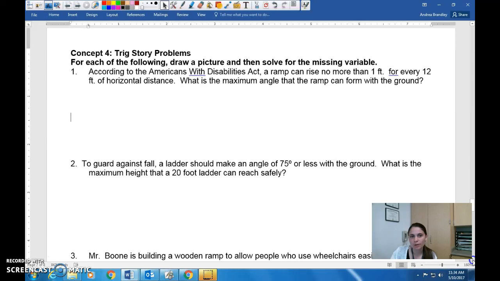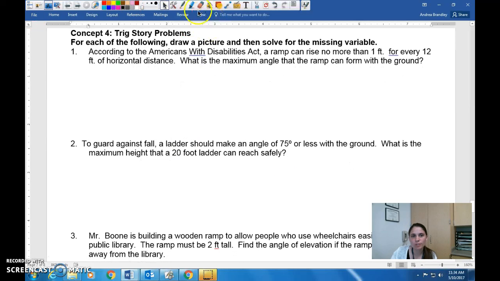So I'm just going to start right away with number 1 that says, according to the Americans with Disabilities Act, a ramp can rise no more than 1 foot for every 12 feet of horizontal distance. For me, what that's saying is the ramp can only be 1 foot off the ground, so from ground to top, it can only be 1 foot for every 12 feet of horizontal distance. So this would be my 12 feet of horizontal distance. So this is my triangle here. Since this is right triangle trig, you should always end up with a triangle of some sort. And then the ground and the edge of the ramp should be a right angle.